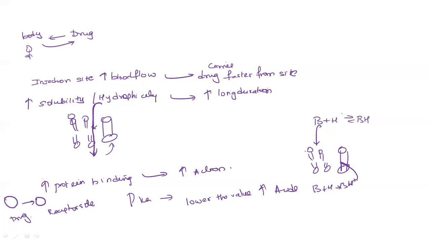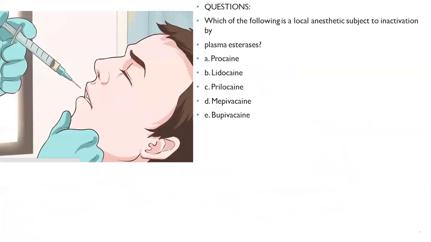So the lower the pKa value, the stronger the acid, which means it will give up the proton faster. So it will be non-ionized and it will diffuse faster and will have a fast action. Okay, so we have to remember a few of the values. Mepivacaine is, and lidocaine, procaine, articaine is 7.8, and bupivacaine is 8.1. So now let us do some questions.